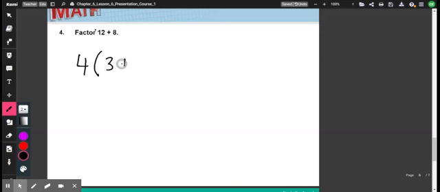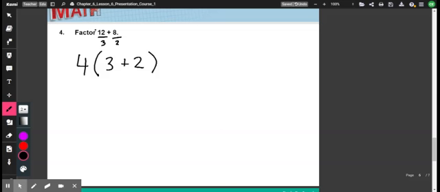And then plus, all right, so we took 4 away, right? 12 divided by 4 is going to give us 3. 8 divided by 4 is going to be 2, okay? So now we're going to take 4 times 3, 4 times 2. All right? That is all we are doing. That is how you do the distributive property when you are factoring an expression.